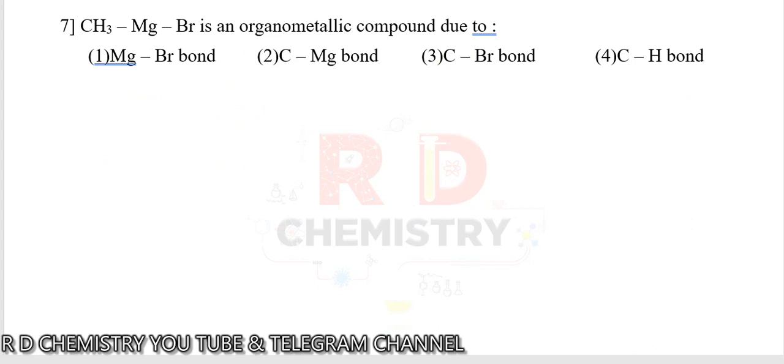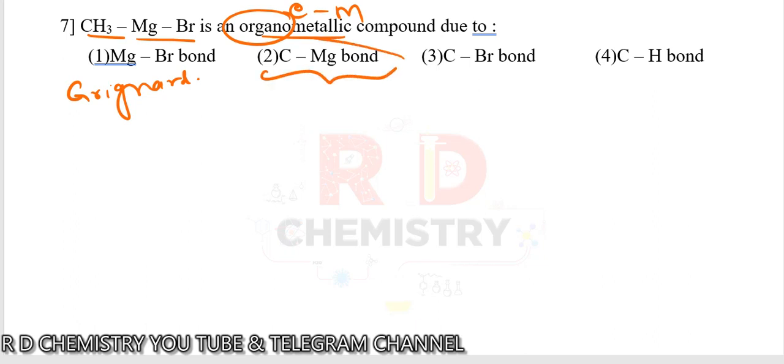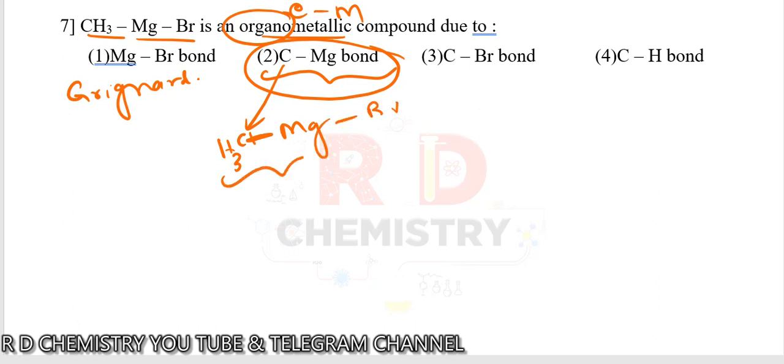Question number 7. CH3MgBr, methyl magnesium bromide. This is known as the Grignard reagent. Grignard reagent is an example of the organometallic compound. Organo: carbon, metallic: metal. So a metal-carbon direct bond is there in option number 2. Carbon from methyl CH3 is directly bonded to the magnesium. And then there is a bromine. So this is an organometallic group. Option number 2.